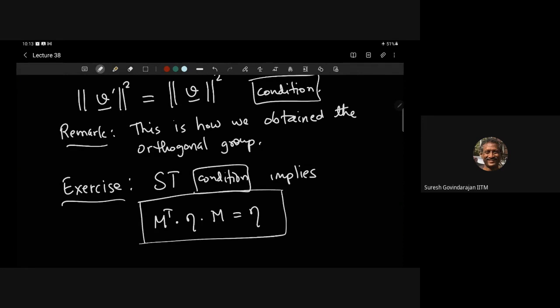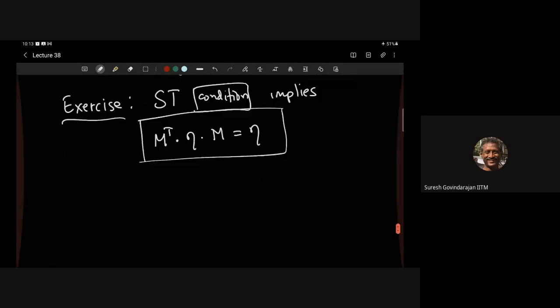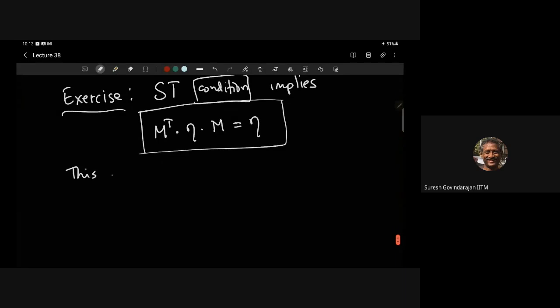Now you can see that if instead of eta we had the Kronecker delta, what do we get? What kind of matrix would that be? It's a usual Euclidean orthogonal matrix. So M would be orthogonal. So this generalizes the usual orthogonal group.